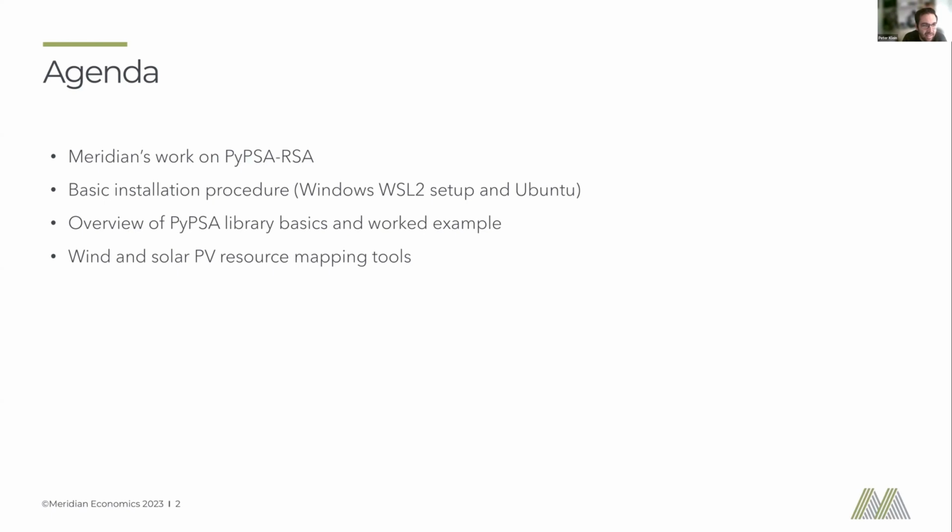And then that's something you can start to play around with, along with some of the more complicated worked examples within the PyPSA library set. Then we're going to move on to what I'd say is the first building block of the bigger PyPSA-RSA model. That's really the set of scripts that we use to do solar and wind resource mapping across different regions of the country.